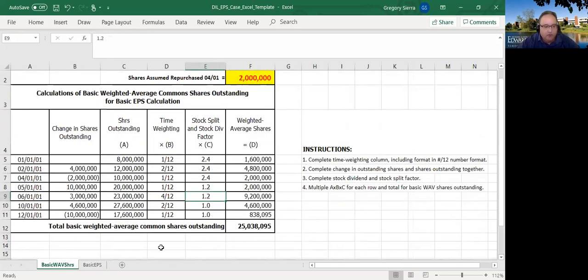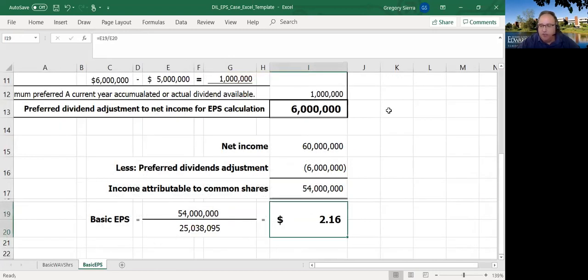So now you've gotten through, in the first video, basic weighted average shares. In the second video, basic EPS. In the next videos, we'll do diluted EPS in 2 steps.